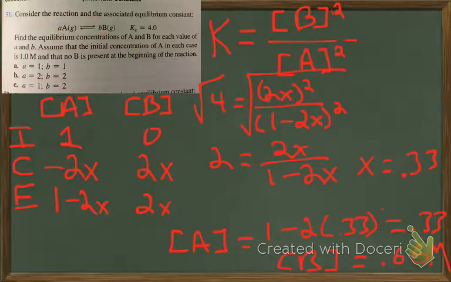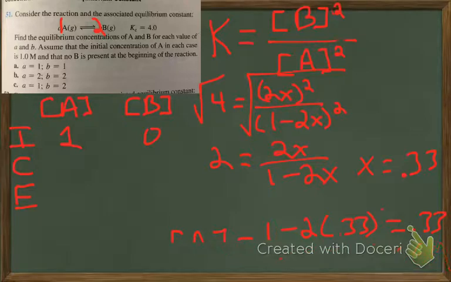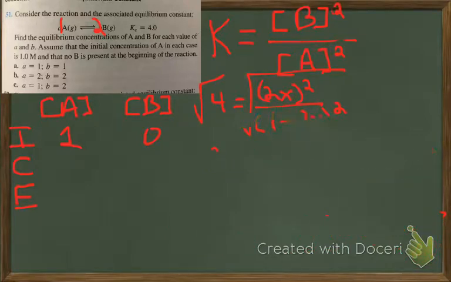Now, in C, I have, oh, that's terrible, a coefficient of 1 there and a coefficient of 2 there. So, let's go back to the drawing board. Now, how does that change my equilibrium expression?